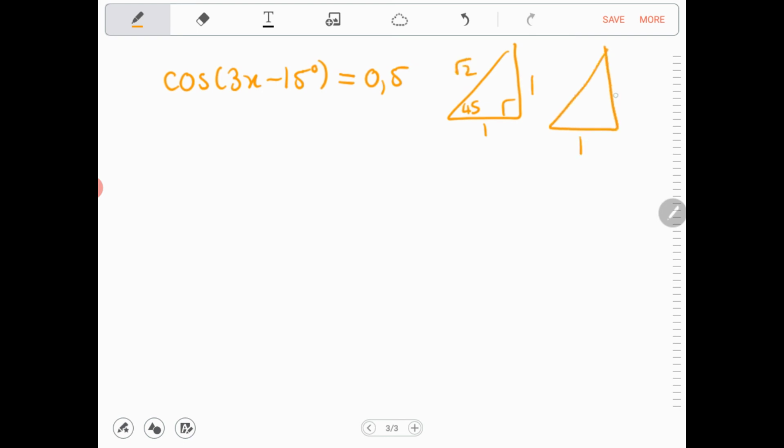Right, let's just try one more quickly. Let's do cos of 3x minus 15 is equal to 0.5. Again, we're going to need our triangles. So quickly, 45, 1, 1, root 2, 1, 2, root 3, 60 and 30. And we need SOHCAHTOA.